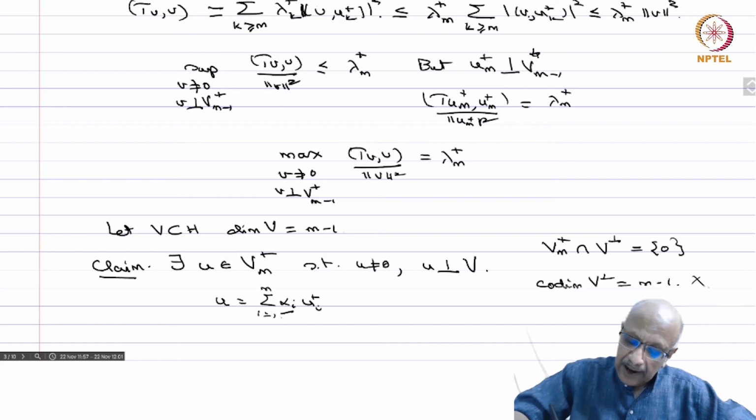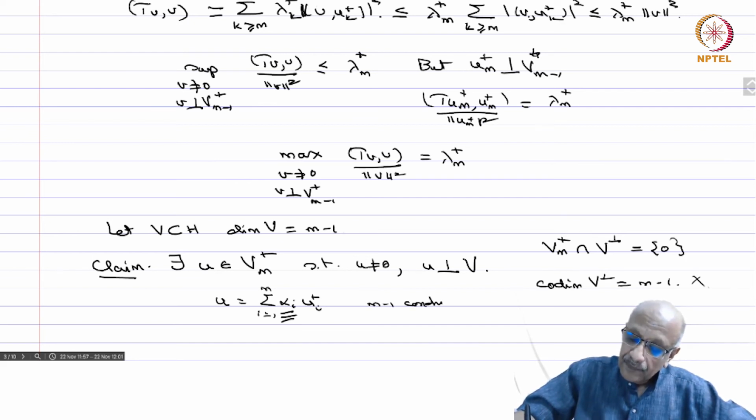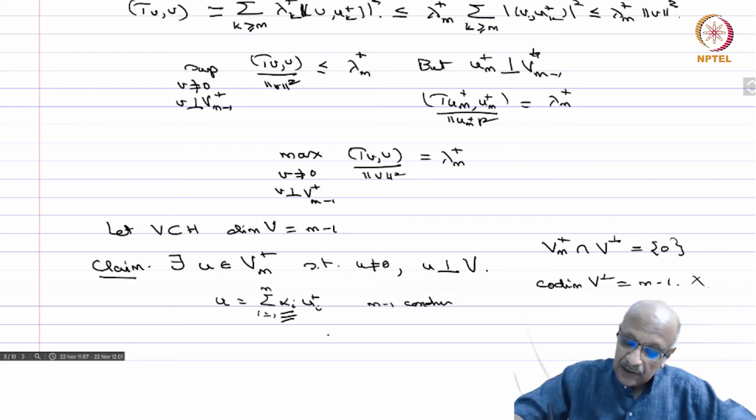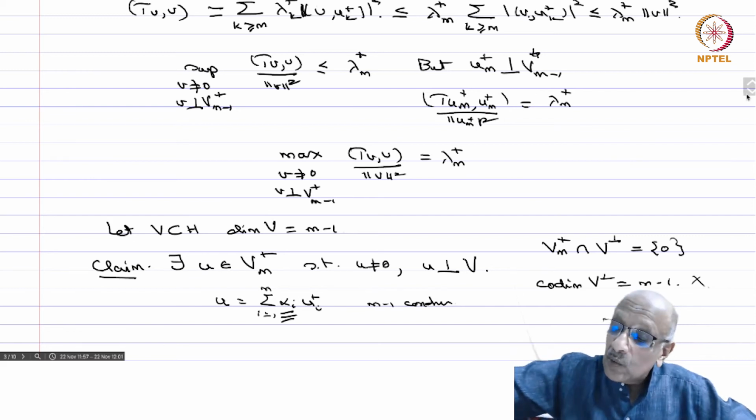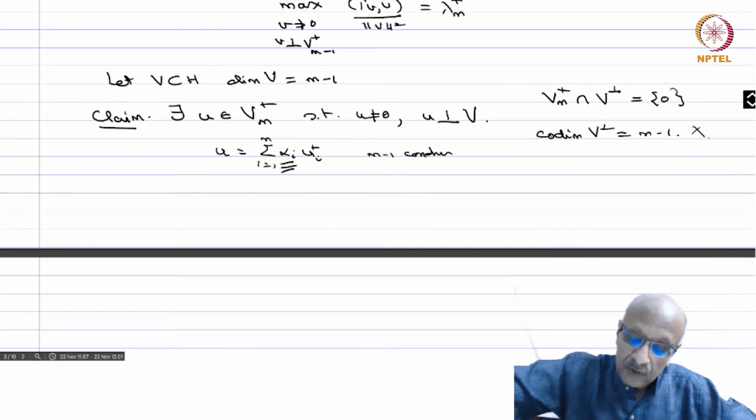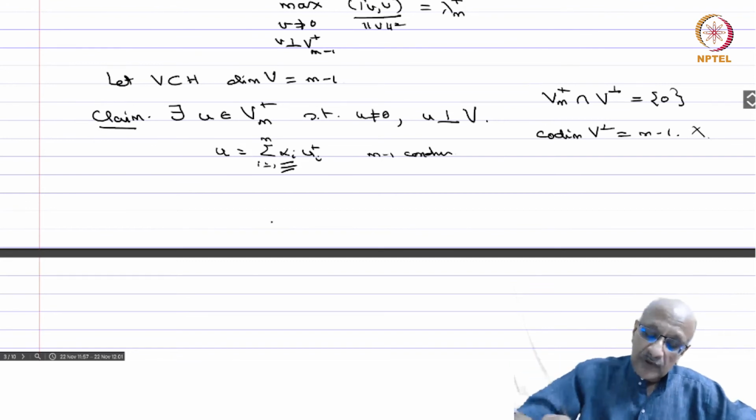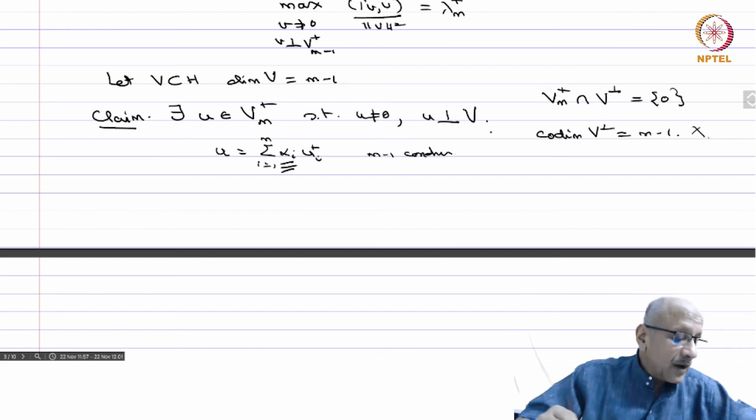So you need m constants alpha i's to be determined. Now, by saying it is orthogonal to an m minus 1 dimensional space, we are giving m minus 1 conditions, and therefore there is still one more condition free for you, and that will help you to determine the vector u. There will be more than one vector in fact, and therefore you always have a u which is non-zero, such that u is orthogonal to v.